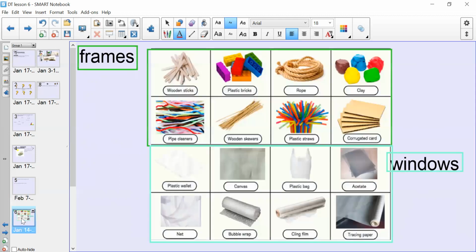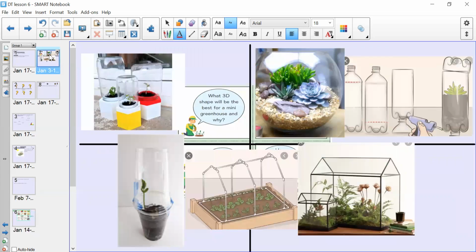Okay, then just to refresh your memory, we also looked at different types of materials that we can use for the frames and windows of a greenhouse. And we also looked at different sizes of greenhouse and materials that a greenhouse can be made of. And then we've written some instructions, and some of you built some lovely greenhouses last week. Okay, so all of this information now has been put into a quiz for you with some questions, which I'd like you to go and complete.